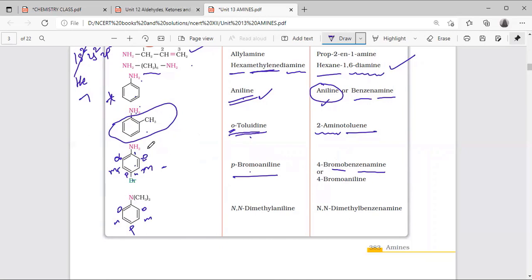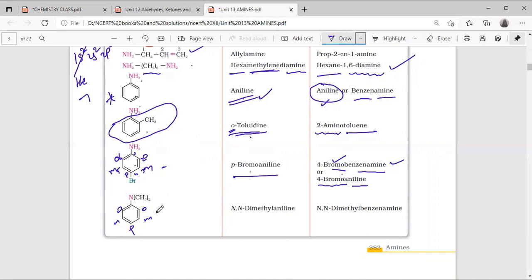Why did we start from NH2? Because it is the big, main functional group. So number 1 starts here: 1, 2, 3, 4, 5, 6. At the fourth position, bromo is there. Bromine. So the name is 4-bromo benzene amine, otherwise 4-bromo aniline.